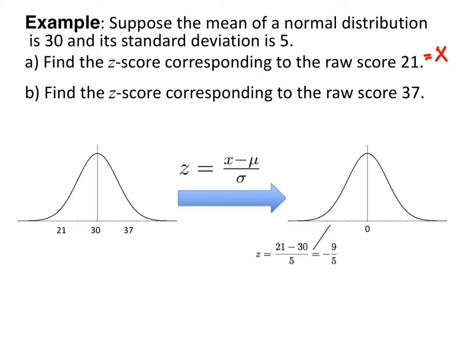And so let's start by converting 21. We're going to plug in 21 minus the mean, 30, divided by 5. And that gives us negative 9/5 for the z-score for 21. And for 37, we're going to plug in 37 minus 30, all divided by 5, and that gives us 7/5 for the z-score for 37.